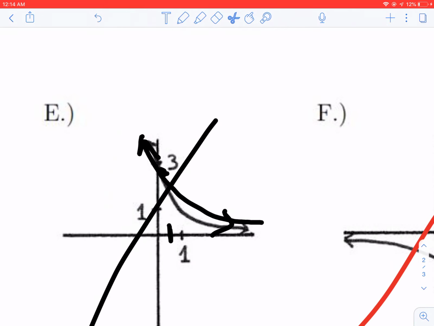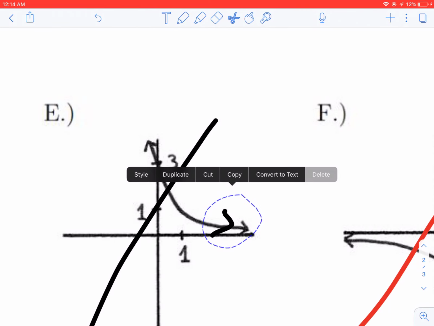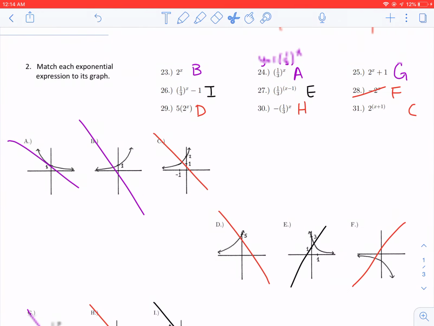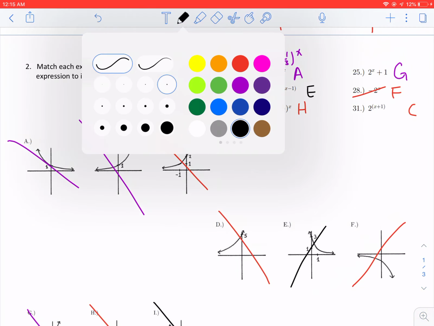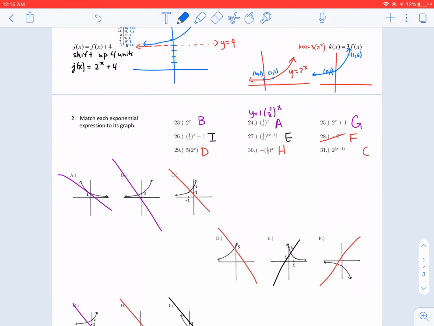And bam. All right. I'm sorry, guys. These are terrible sketches, but hopefully you get the idea. Let me know if you do not. But that is how I match them up. All right.